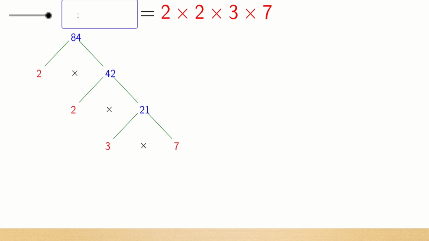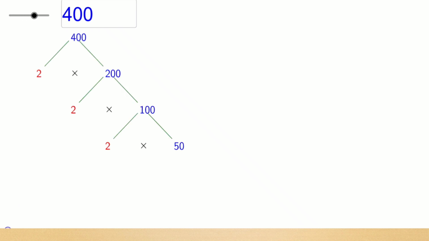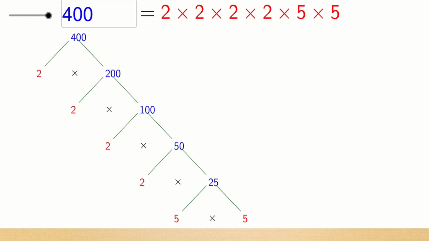Let's take some other number, 400. Okay, 400, let's start dividing by 2 as it's an even number. Let's see the process: 200, 100, 50, 25, 5. So here it goes. That's how we divide and find the prime factorization.